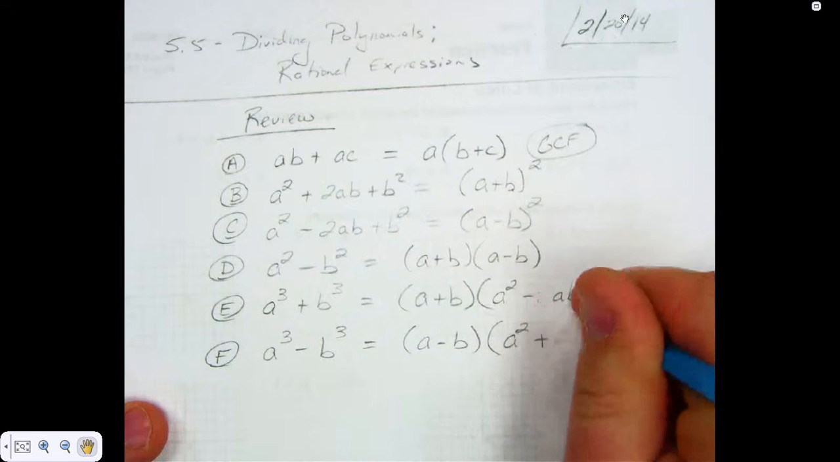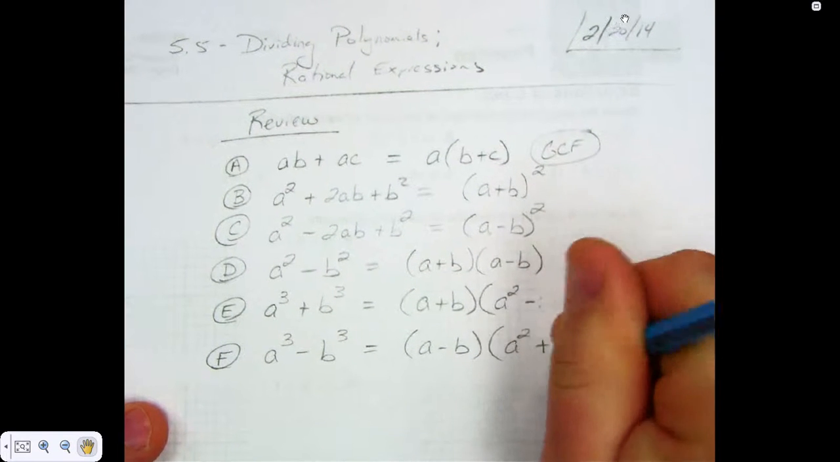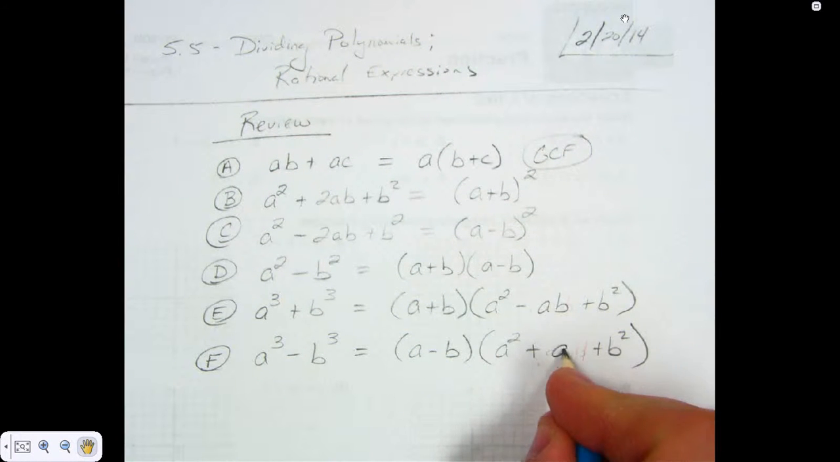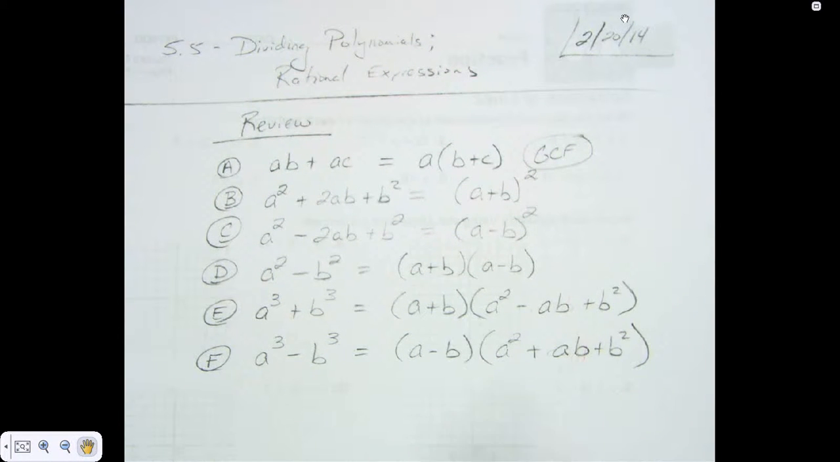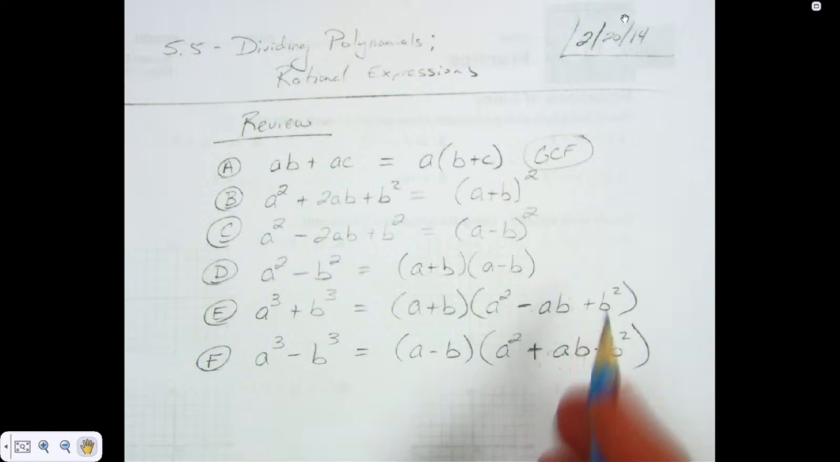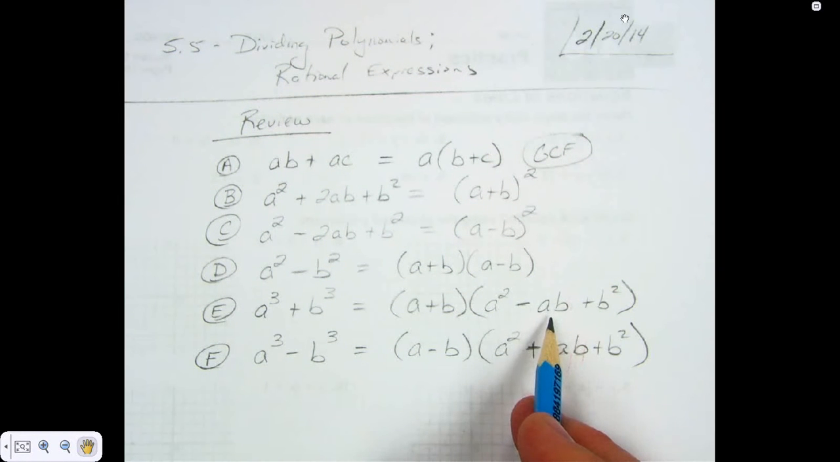I thought that was wrong. I apologize there. So don't put 2ab here, this is ab. Everybody got that?